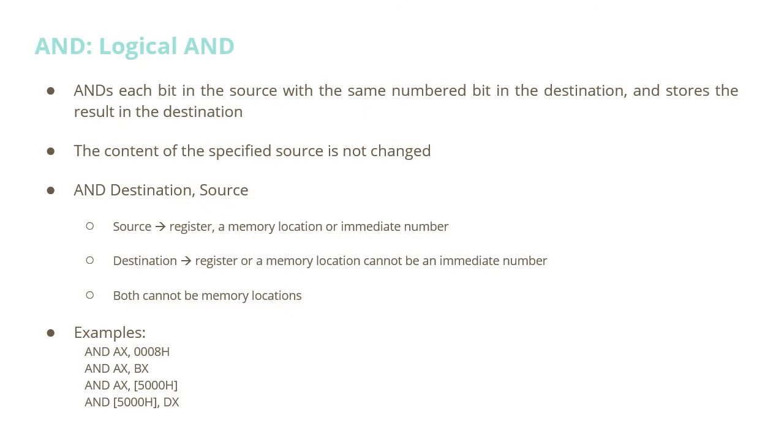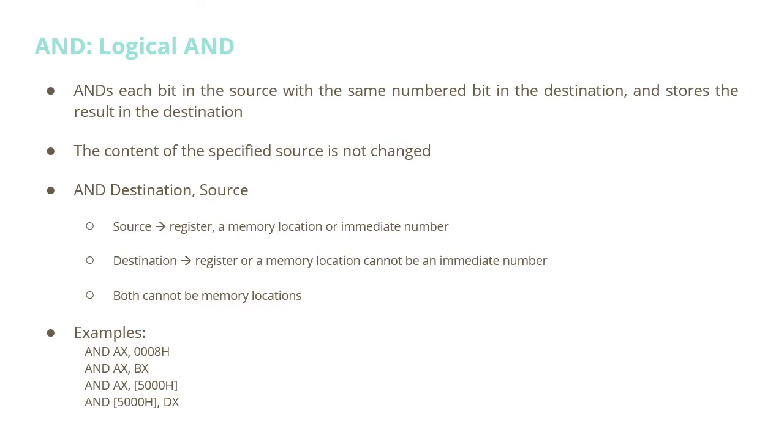The source operand can be a register, a memory location or an immediate number. The destination operand can be a register or a memory location, but it cannot be an immediate number. Both the source and destination operands cannot be memory locations. Example of the AND instruction is as given here.